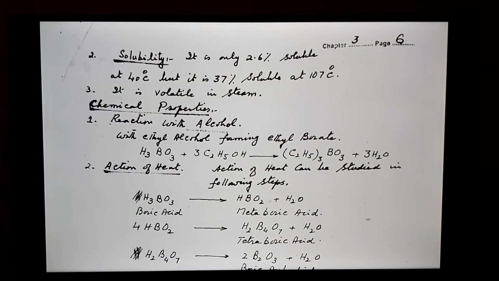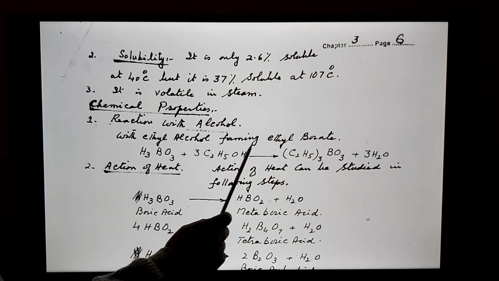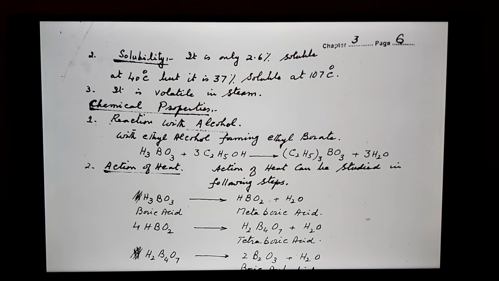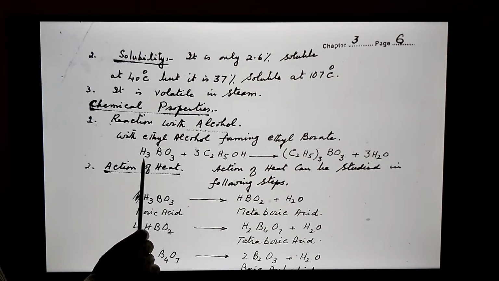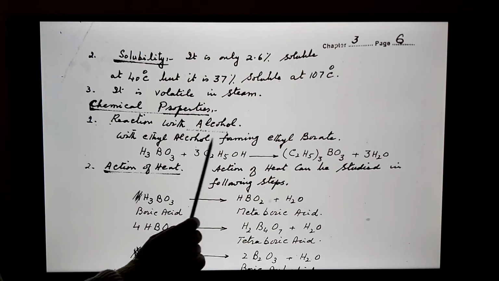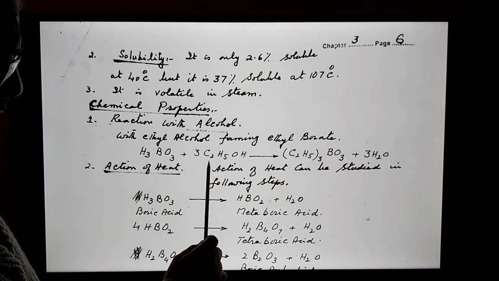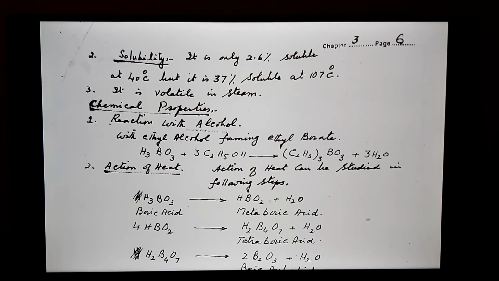Then we come to the chemical properties. First is reaction with alcohols. With ethyl alcohol, it forms ethyl borate. Alcohols are those organic compounds which contain an OH group. This is ethyl group C2H5. It replaces all the three hydrogens of orthoboric acid. With the replacement of these three hydrogens by C2H5, we get (C2H5)3BO3 plus 3 water. So that will be called ethyl borate.